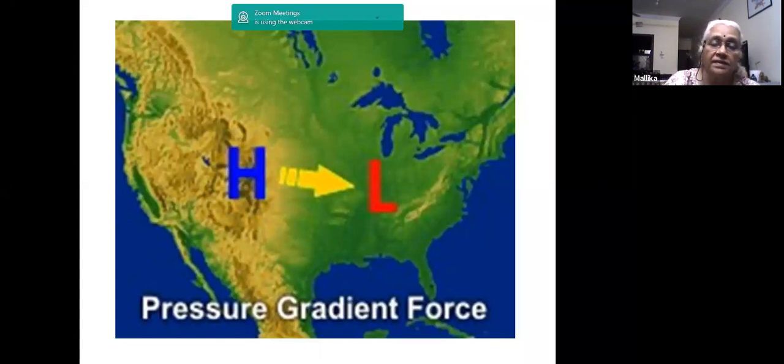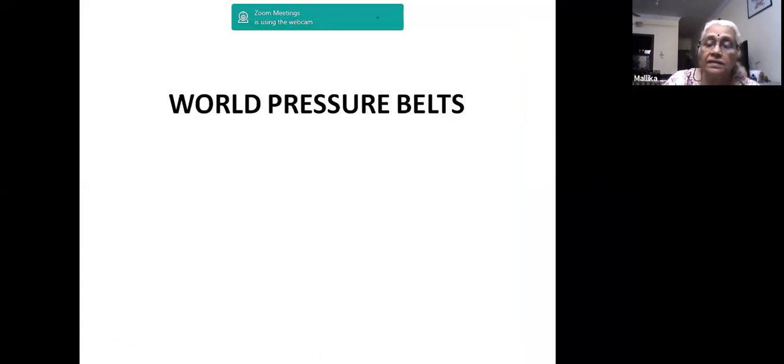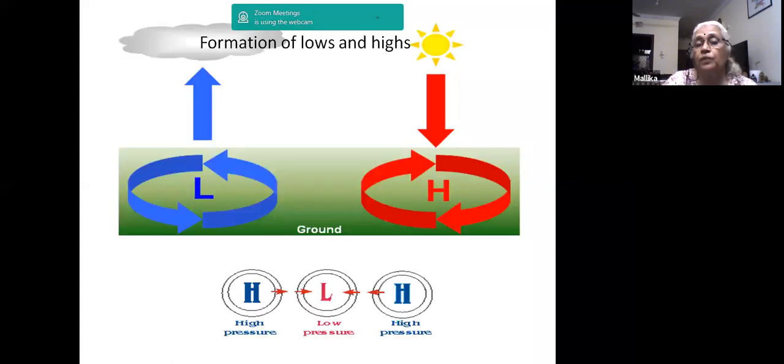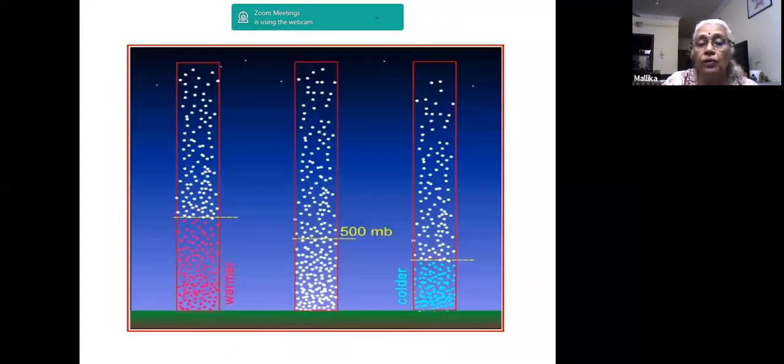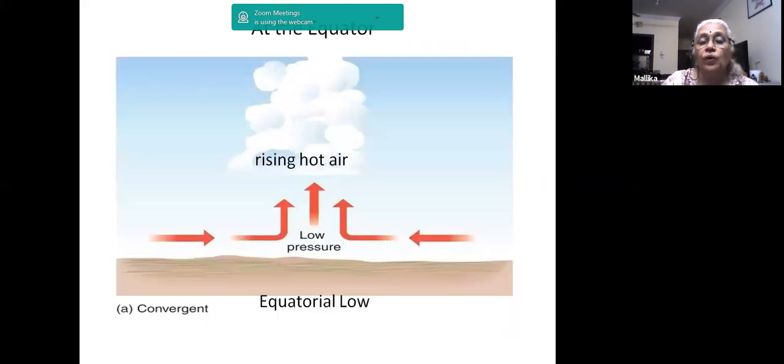So let's now look at the bigger picture, which is the world pressure belts: the formation and the effects of the world pressure belts. We have understood here how lows and highs are formed and how you have the movement of air going from warmer to colder and colder to warmer, right? So let's first look at the starting point, which is the equator.